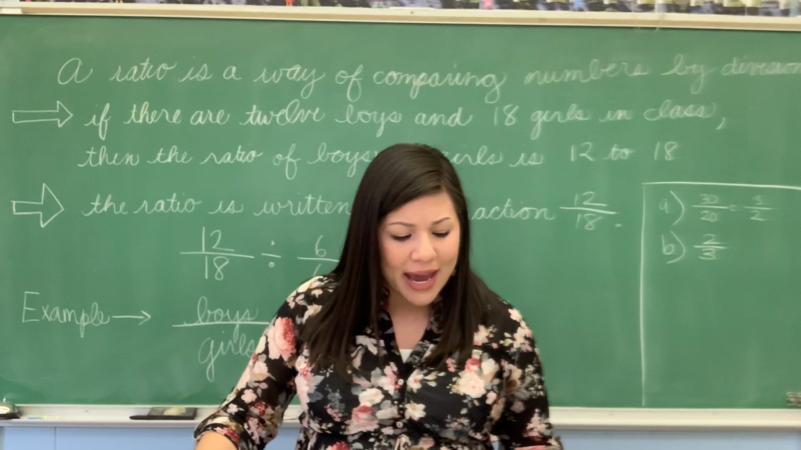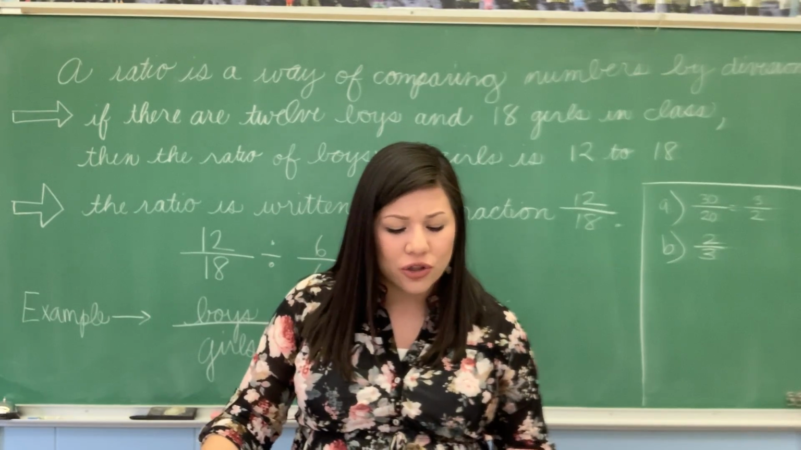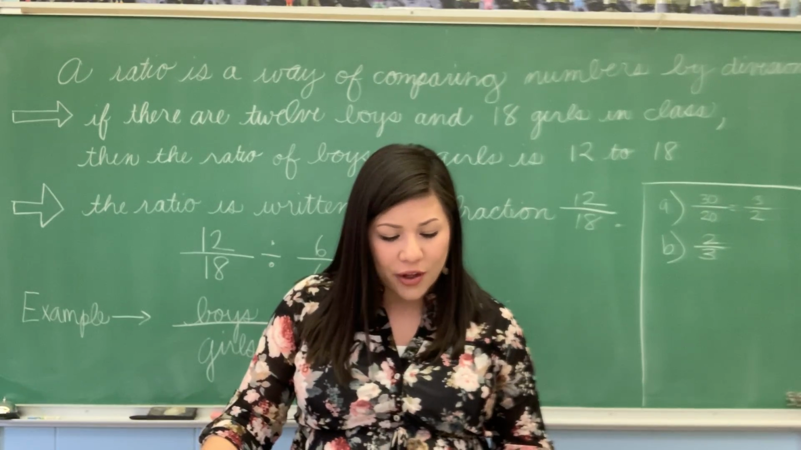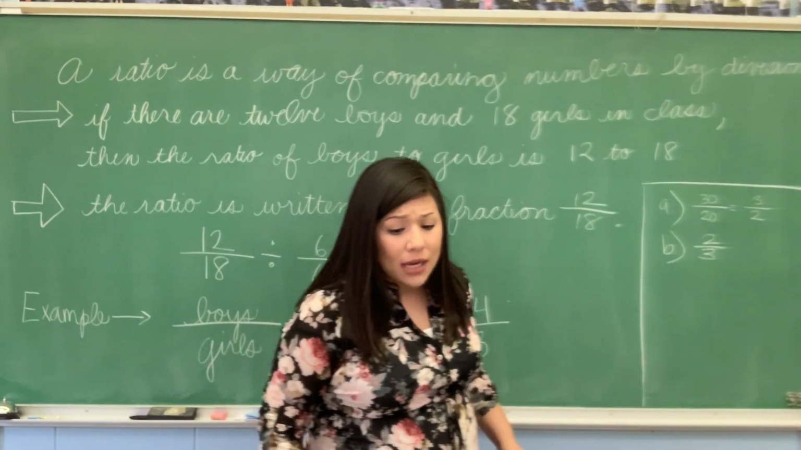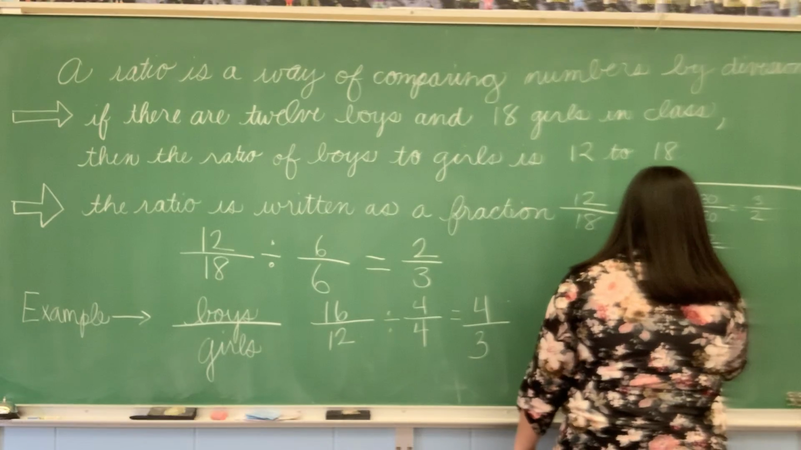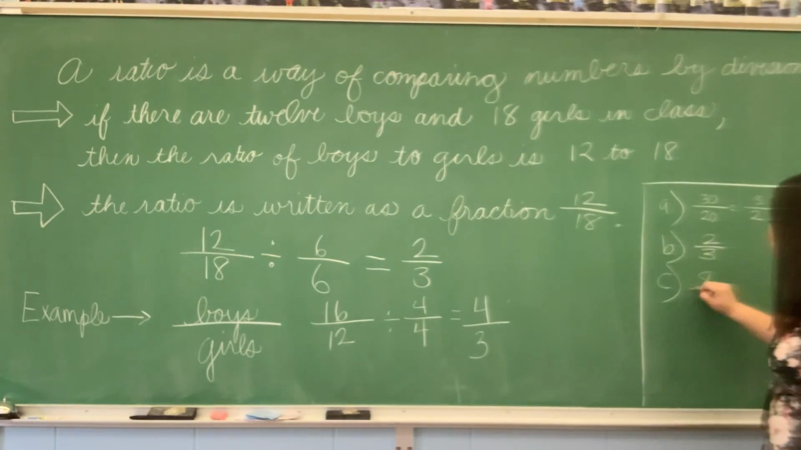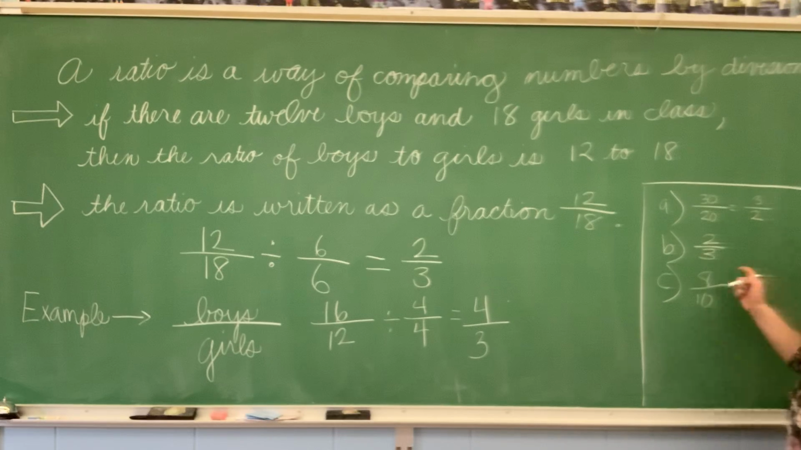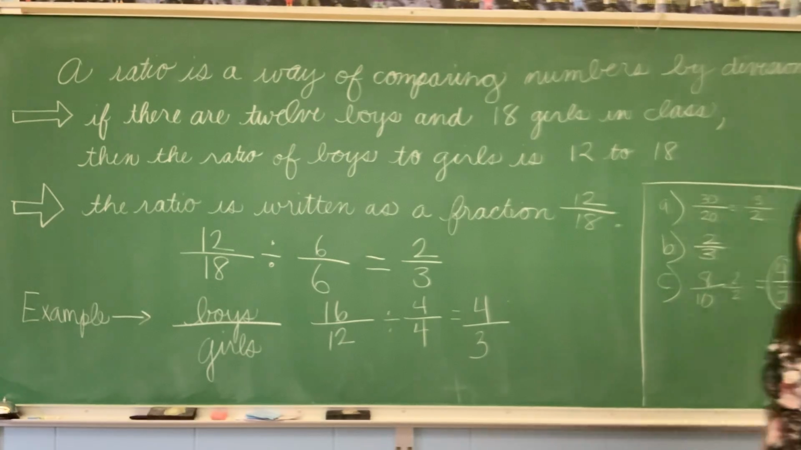Okay, letter C, there were 8 red socks and 10 blue socks in George's drawer. What was the ratio of red socks to blue socks? So how many red socks were there? There were 8 red socks and there were 10 blue socks. So 8 over 10. Am I finished here, 5th grade? No. What must I do? I must reduce this fraction. I could divide by 2. 8 divided by 2 is 4, and 10 divided by 2 is 5. So my answer for C would be 4/5.